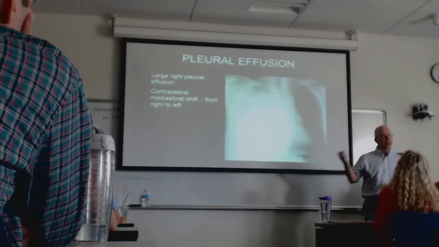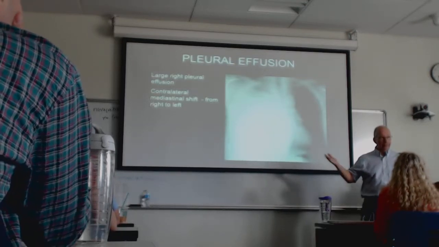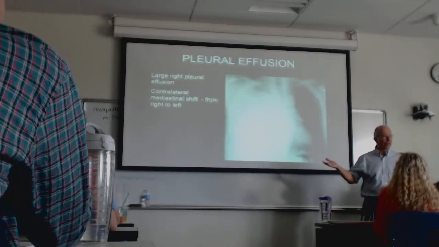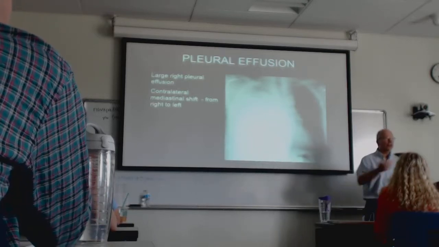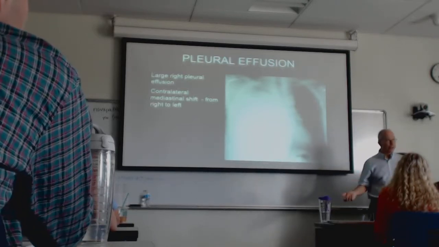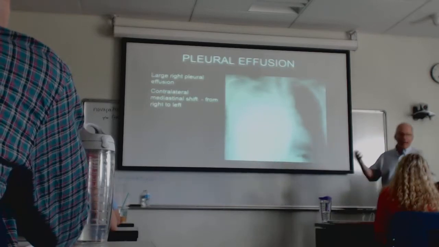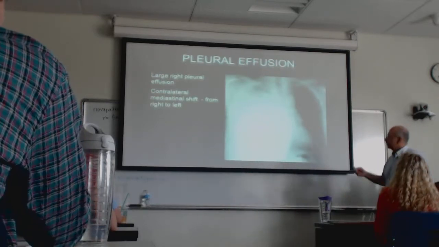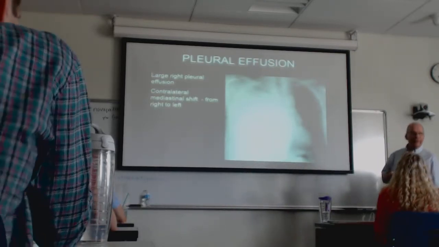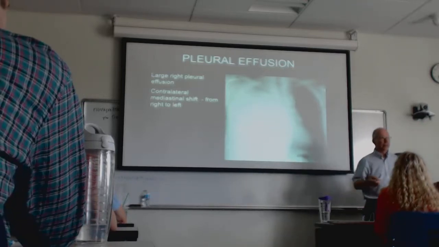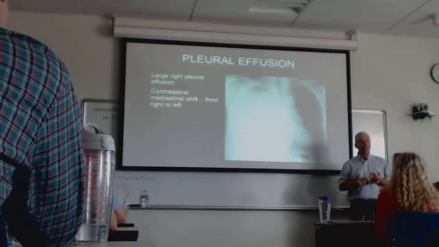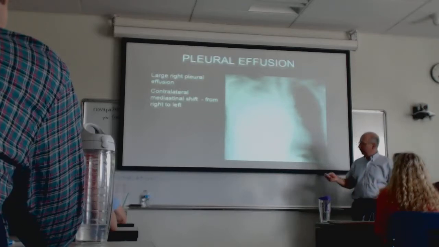A pneumonia in the lung adjacent to that portion of the pleura will cause fluid in the pleural space. A tumor in the chest can cause fluid in the pleural space. Okay? All kinds of things can cause the fluid. But what happens when the fluid gets really, really large in the lung? First of all, what happens to the lung on that side?